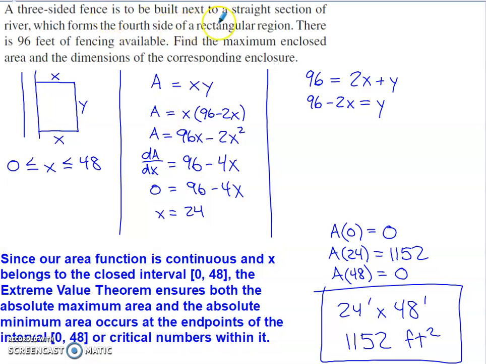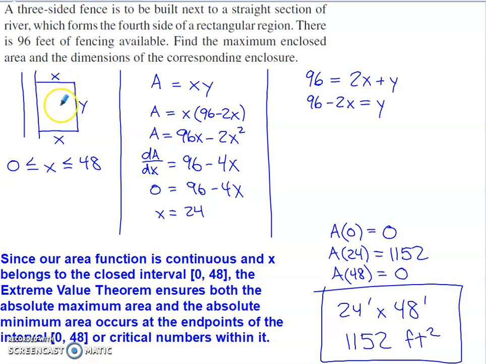We've got a three-sided fence built next to a straight section of river. It's going to be the fourth side of a rectangular region. We've got 96 feet of fencing available. Find the maximum enclosed area and the dimensions of the corresponding enclosure. So I drew myself a diagram. I'm going to have to build two sides that are the same length and then one side that is potentially a different length to complete my rectangle.